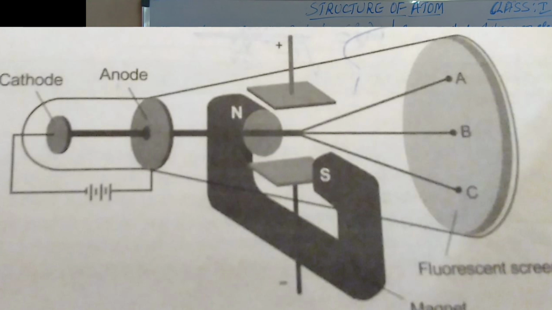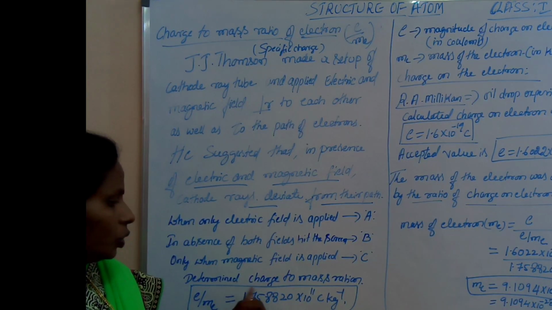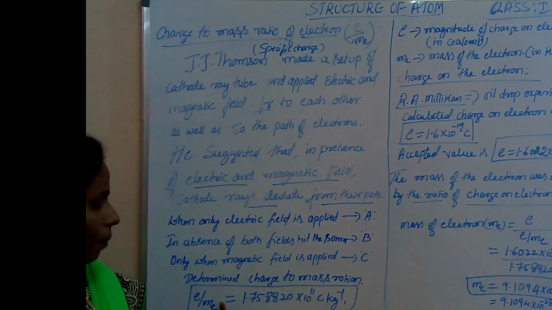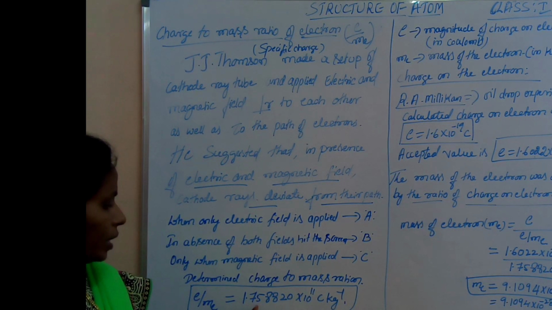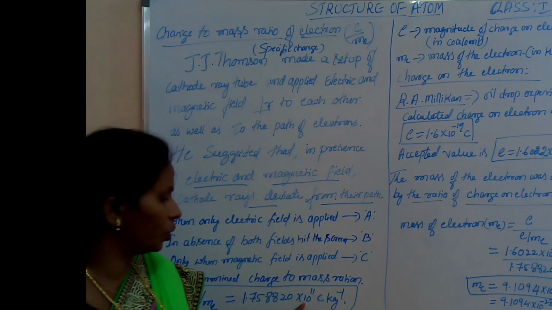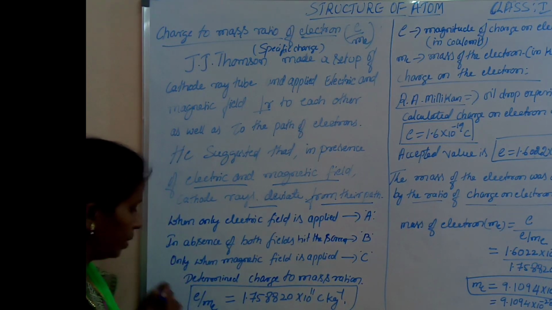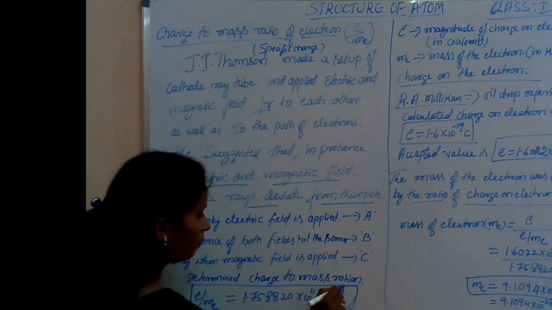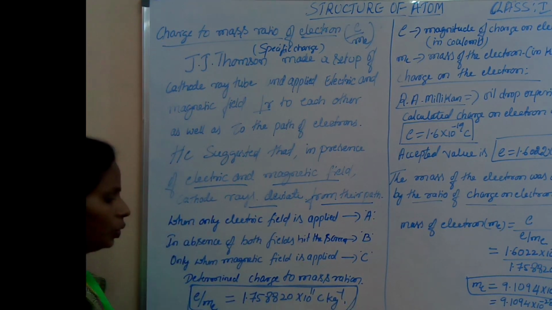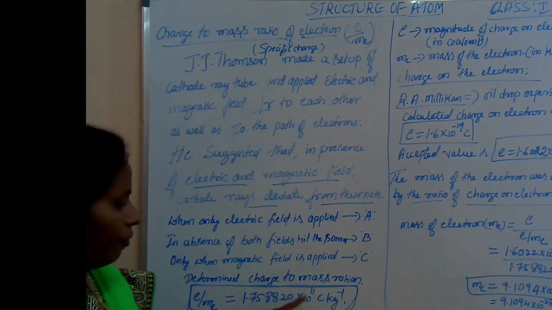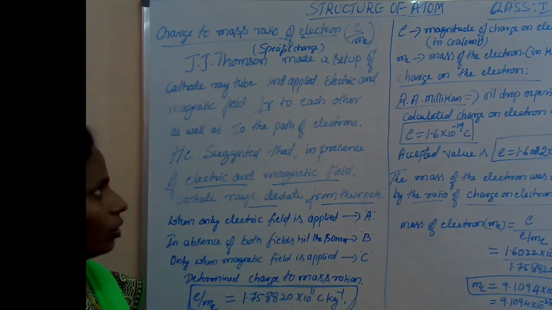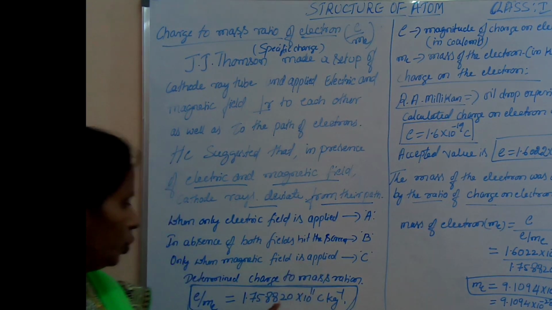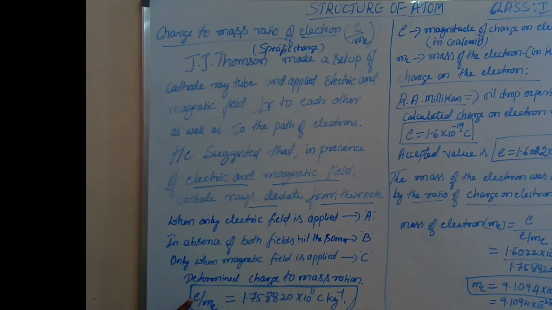Then he was able to determine the charge to mass ratio, that is e/me, equal to 1.758820 × 10^11 coulomb per kg. He calculated this charge to mass ratio, where e is the magnitude of charge on the electron and me is the mass of the electron in kg.